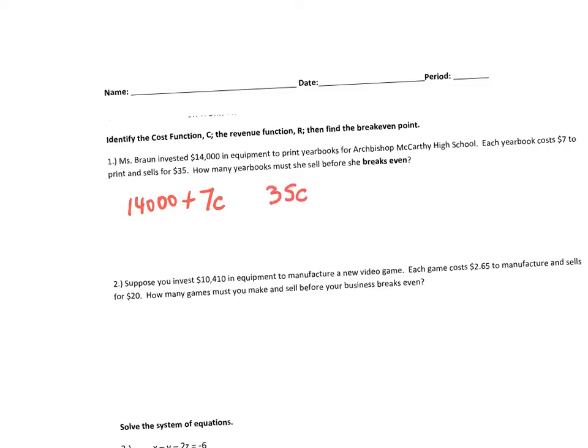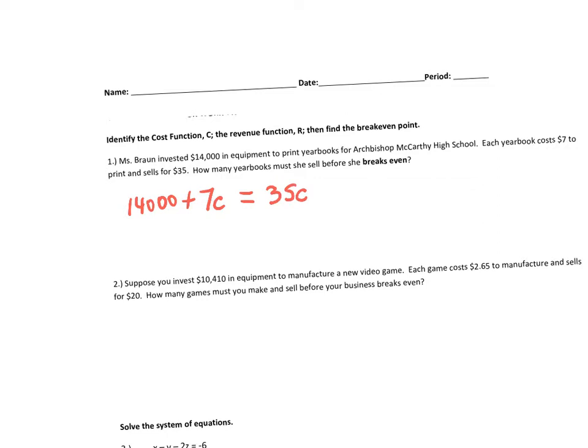In order to find the break-even point, you want to know when the cost of making each yearbook is equal to how much you sell it for. Does everybody understand that? Wait. Break even, how much does it cost to make a yearbook? Well, she invested $14,000 and then it's $7 for each yearbook. So that's her cost. Her revenue is how much money she makes. It's $35 each. So you're finding when those two things will be equal.